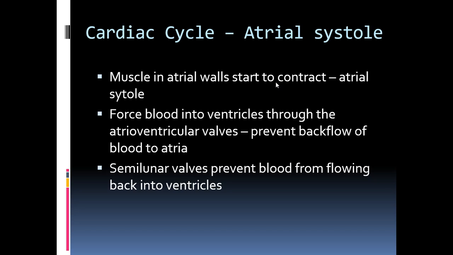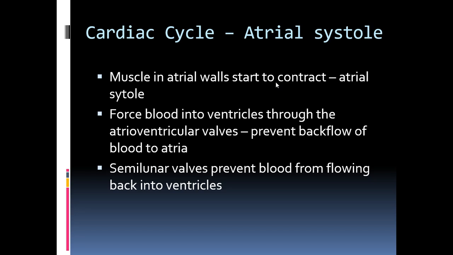Okay, so whenever the ventricles contract, blood will be prevented from going back into the atria. Okay, and if you look at the diagram, the cross section of the heart, you will notice that there are two other valves located at the base of the pulmonary artery and at the base of the aorta, and these are known as the semilunar valves.